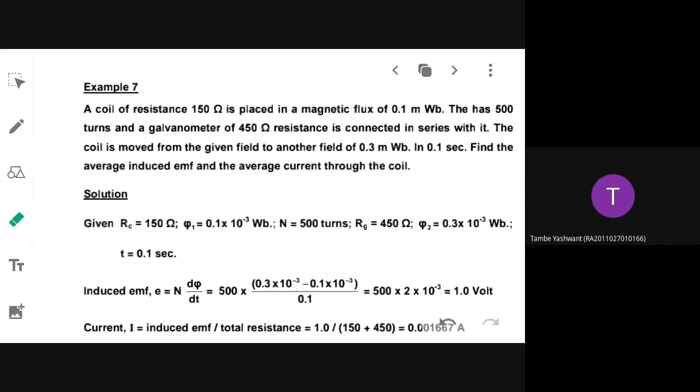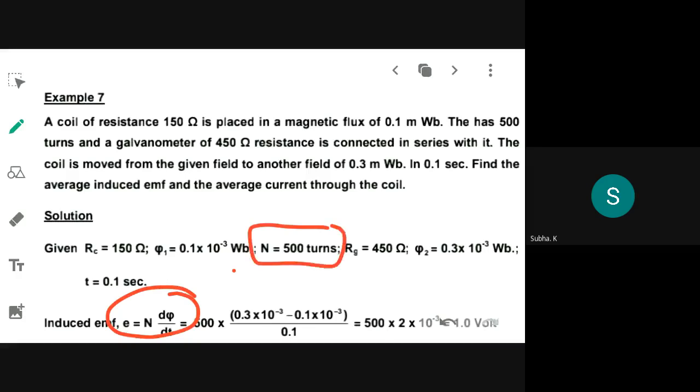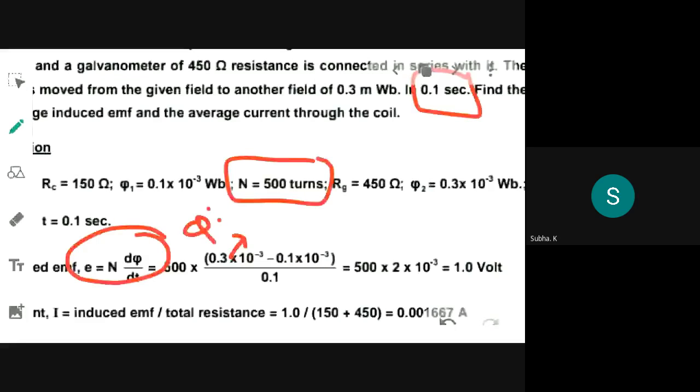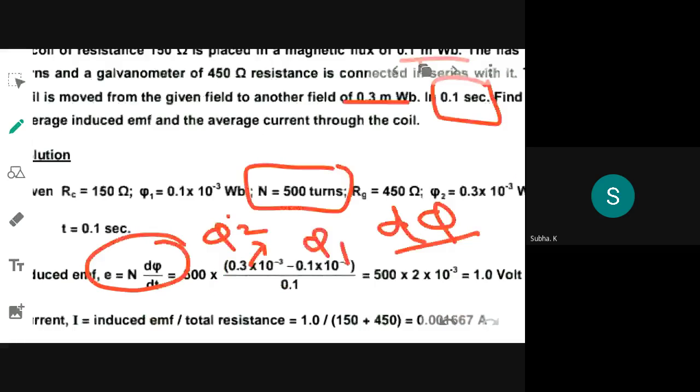So how can you solve this problem? You want to tell me. Ma'am, E equal to N into d phi by dt. As per Faraday's law of electromagnetic induction, E is given by the formula N into d phi by dt. N is already known to you, that is 500 number of turns. How will you solve for d phi by dt? d phi is nothing but change in flux. So there are two fluxes that are given. One is 0.1 and the other one is 0.3. So you have to take the difference. So 0.3 minus 0.1.